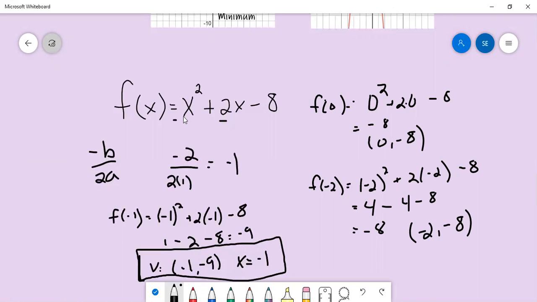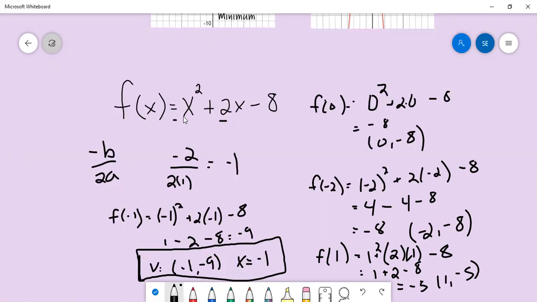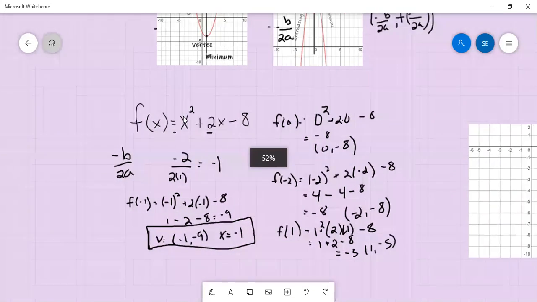And I'm going to go 1 more in each direction, or I'm just going to do f of 1. So we were at 0, we're going to go one step up. F of 1 is 1 squared plus 2 times 1 minus 8. So this is equal to 1 plus 2 minus 8, which is equal to negative 5. So we have a point at 1, negative 5. Okay, so we're at a point where we can go ahead and graph this parabola.